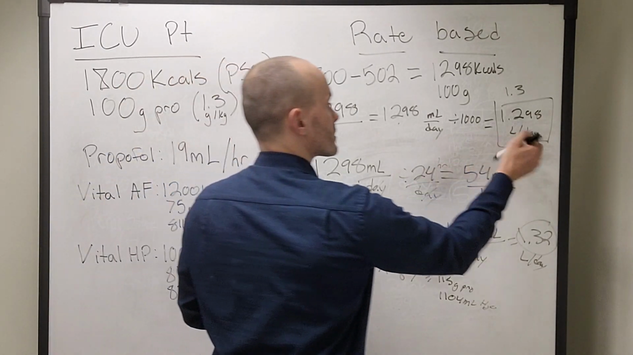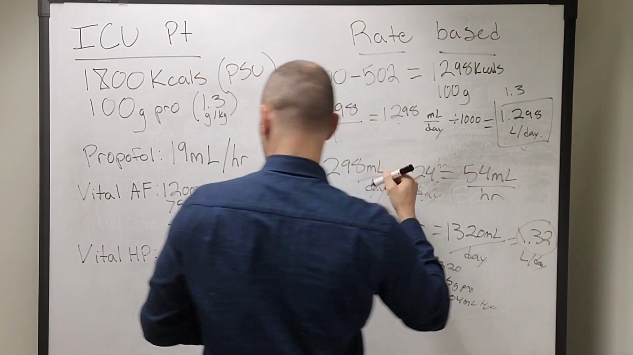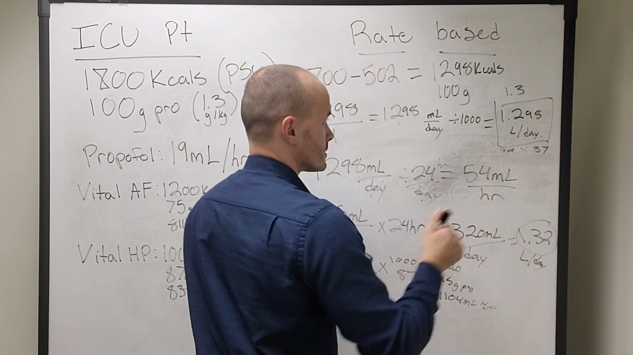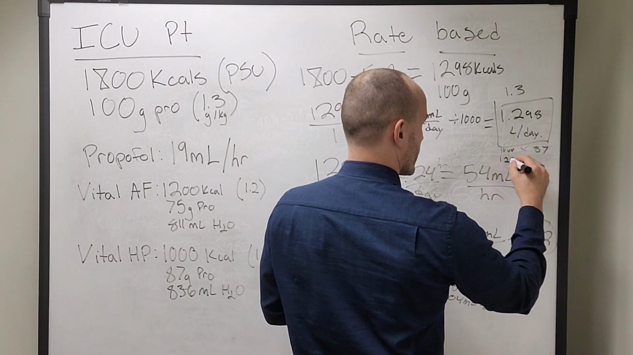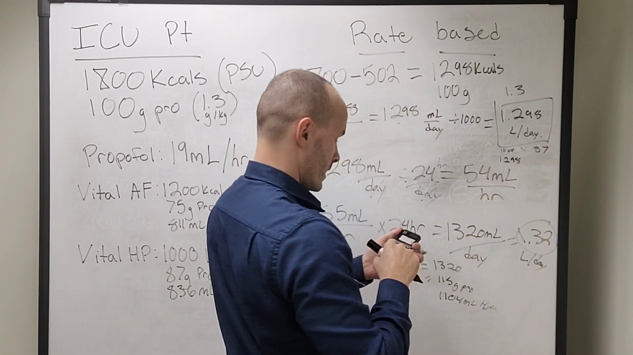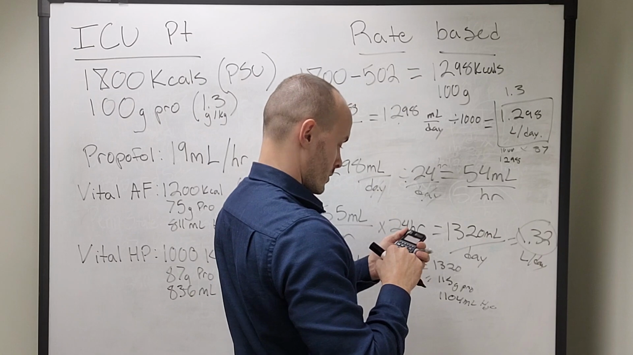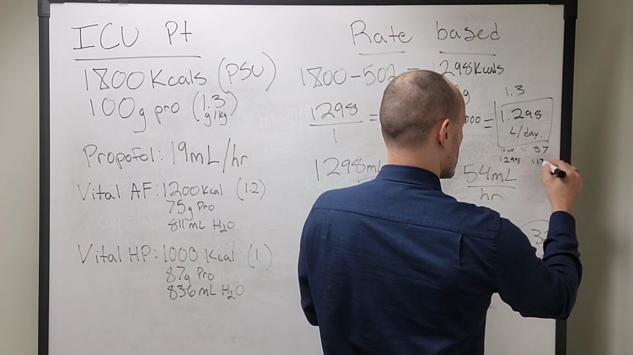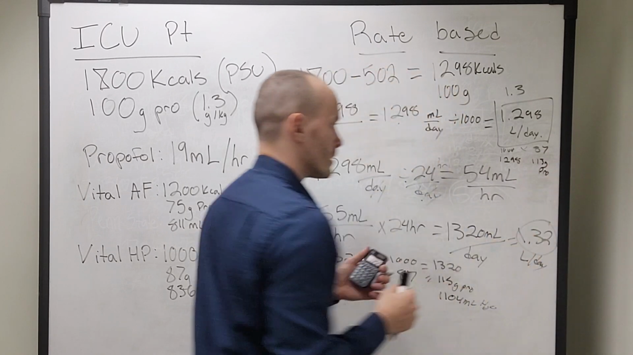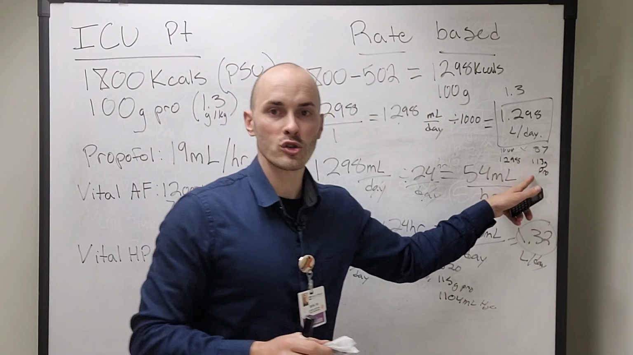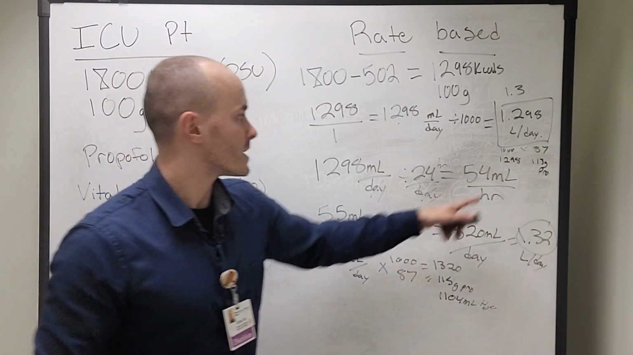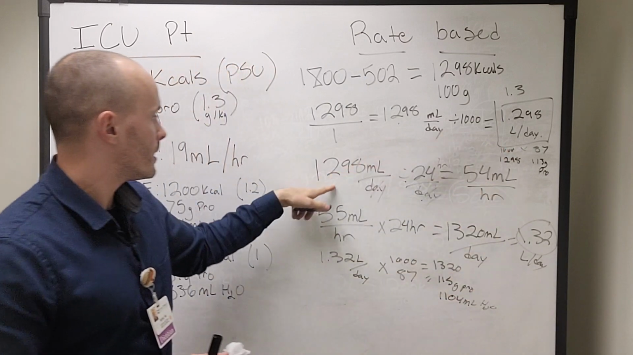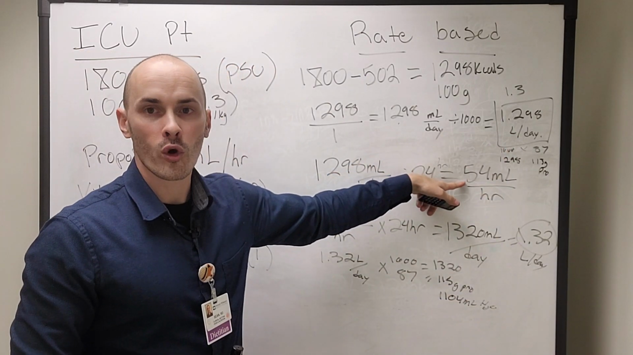So what we did is we took this and we multiplied this by our 1,000 and by our 87. So that gave us 1,298 calories, and 87 times 1.298, 113 grams of protein. We can't use those numbers down here because these numbers are only true if we run it at 54 mils per hour.